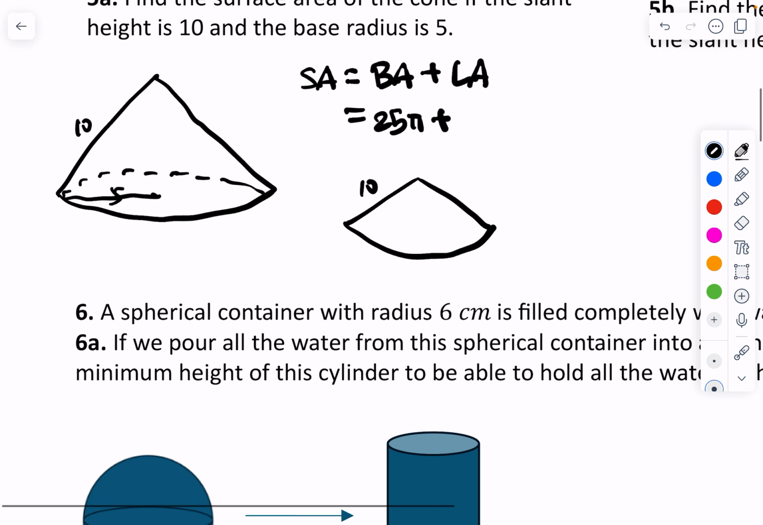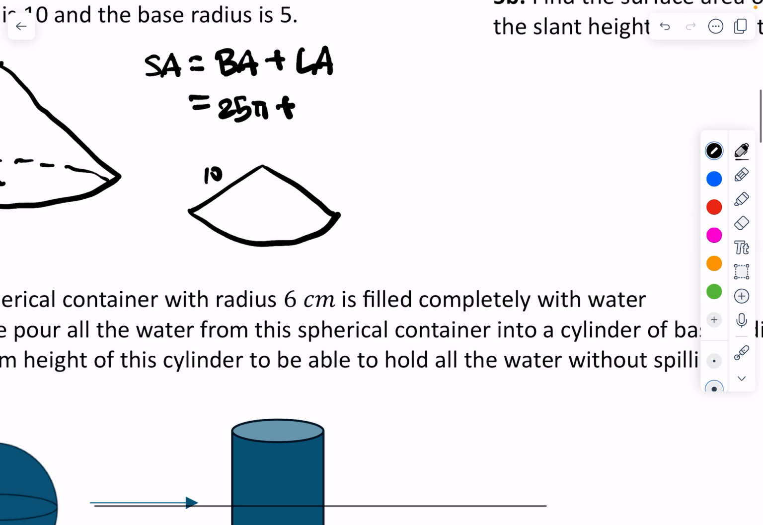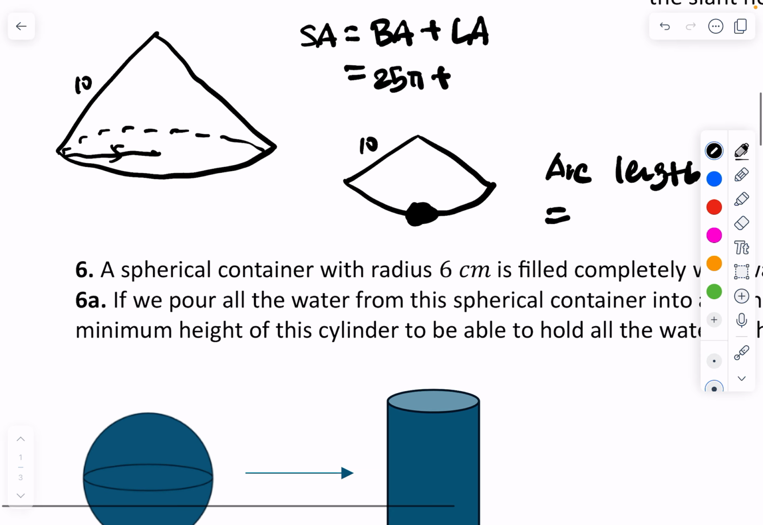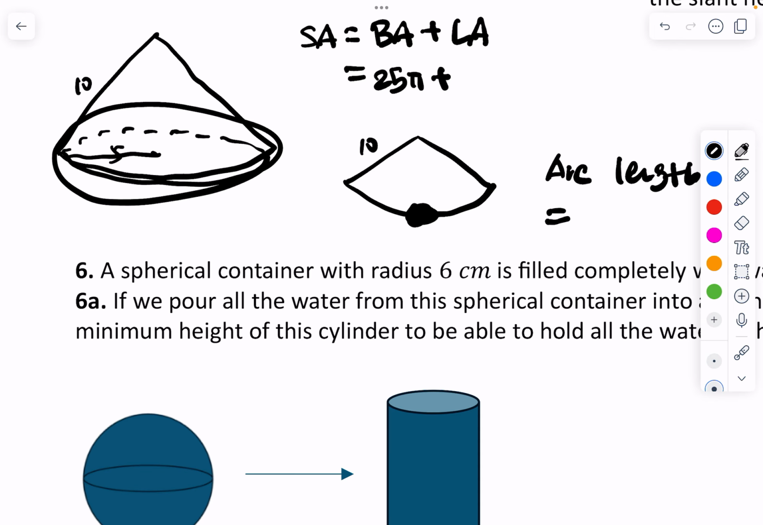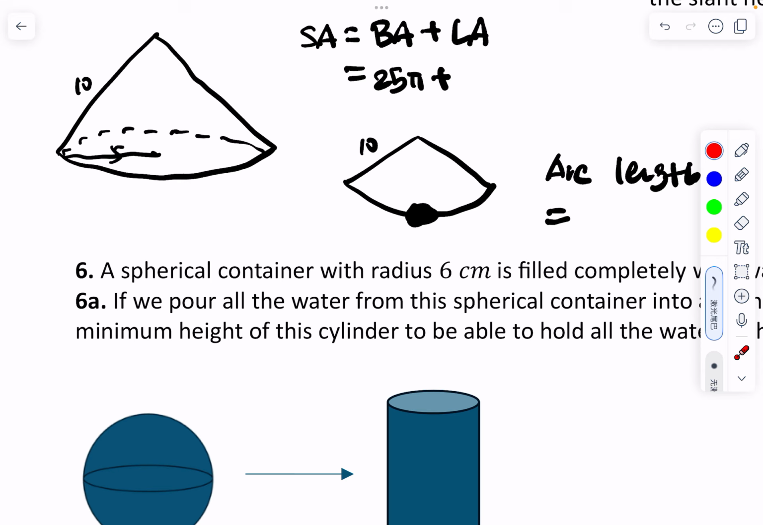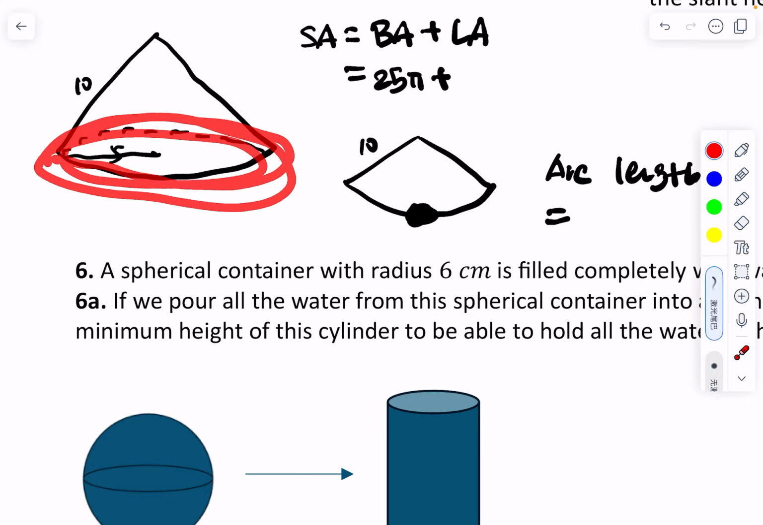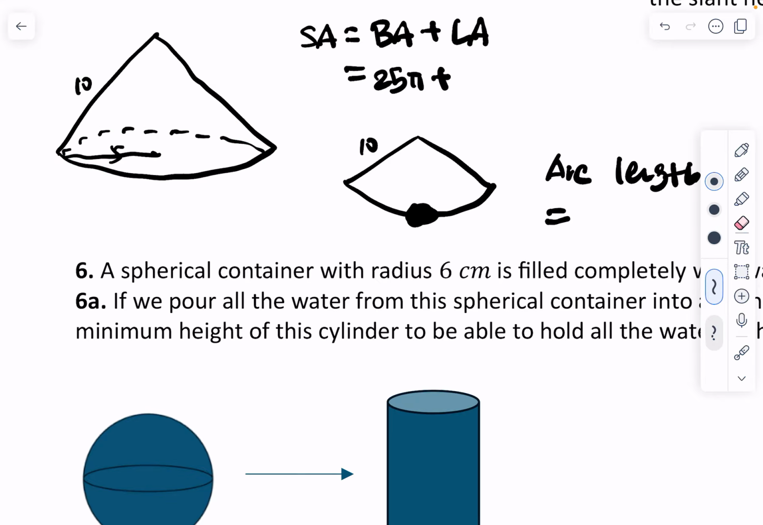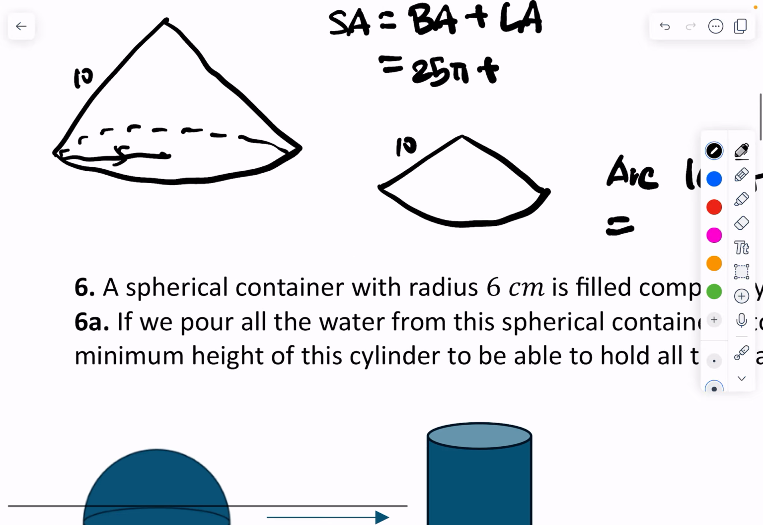Well, you would have to look at the length of the arc, which is this part. And this arc length would be equal to the whole circumference of the base. So let me repeat that one more time. The arc length you get when you expand the lateral area out of the cone is the same length as the whole circumference of the base. So this arc length will be equal to 10 pi.